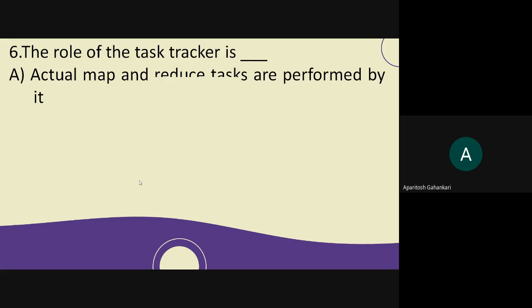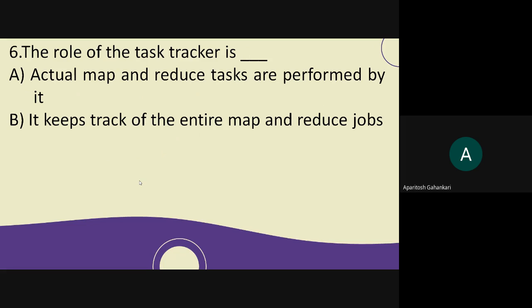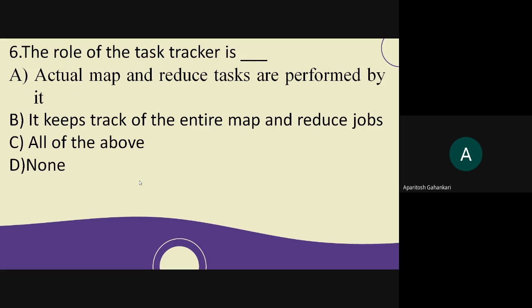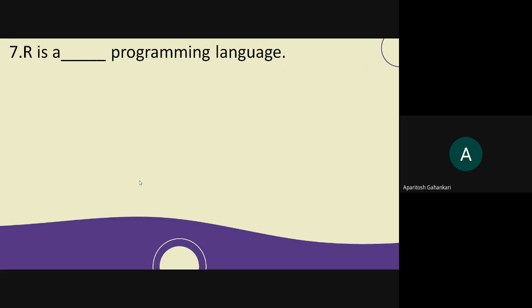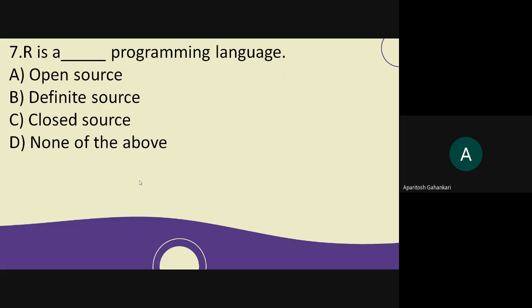The role of the task tracker. Okay, so these are the options. That is actual map and reduce task is performed. It keeps track of the entire map and reduce job, all of the above and none of the above. And the answer is it actually does the mapping and reduction task. Okay, next is R programming language. It is open source. Okay, so the answer is open source.